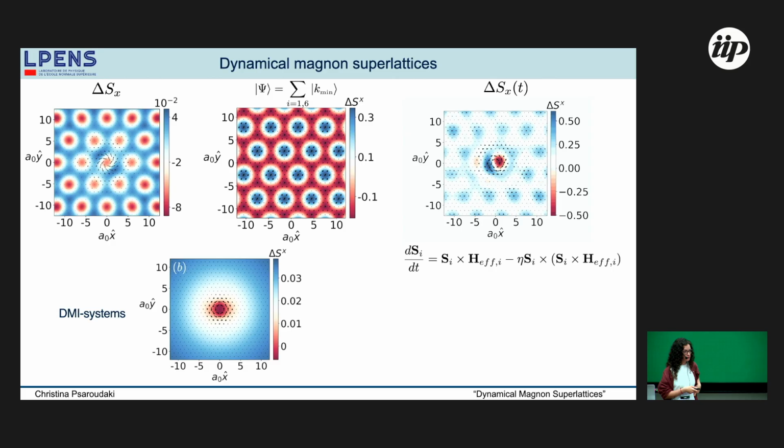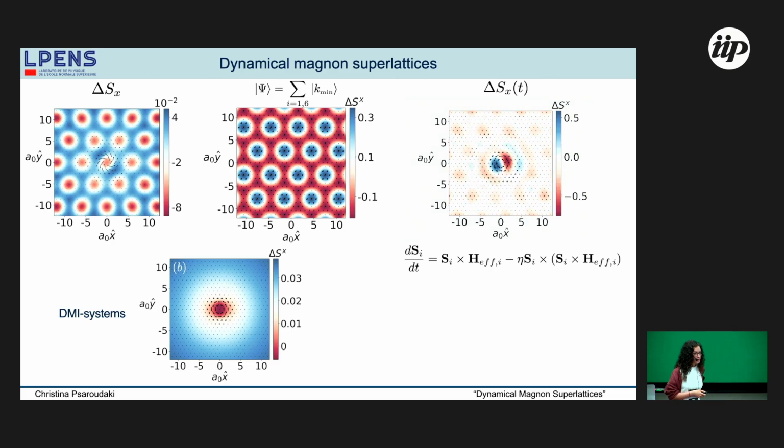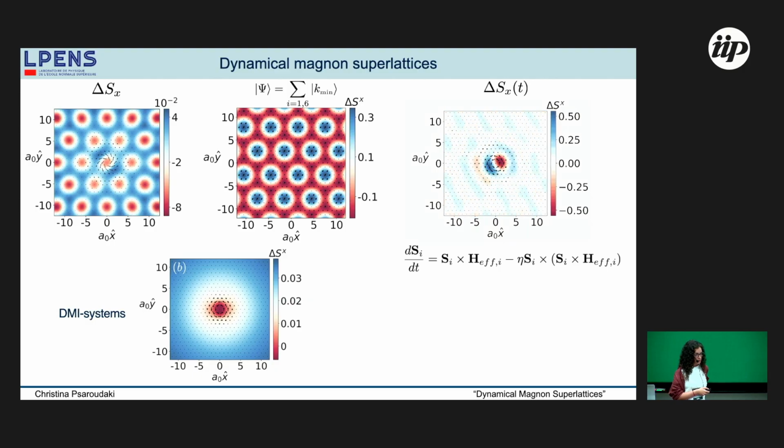But they're sort of extended across your whole system. Yes. So if you made an infinite system with a single skyrmion, I would expect the energy to propagate away. No.